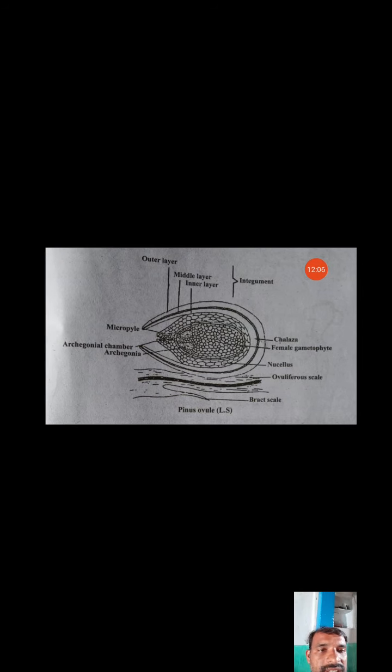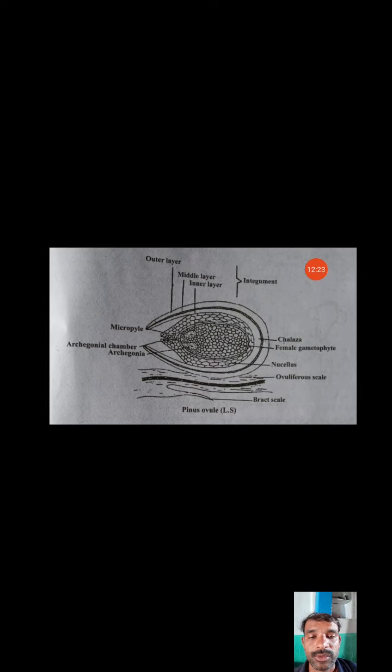These are the ovule structure. Next I am going to discuss the development of the male gametes. The microspores do not participate directly in the fertilization process. The microspores develop into the male gametes, and these male gametes participate in the fertilization process.